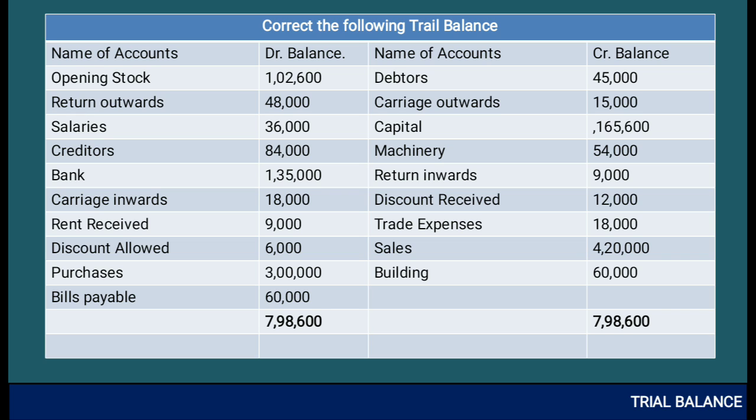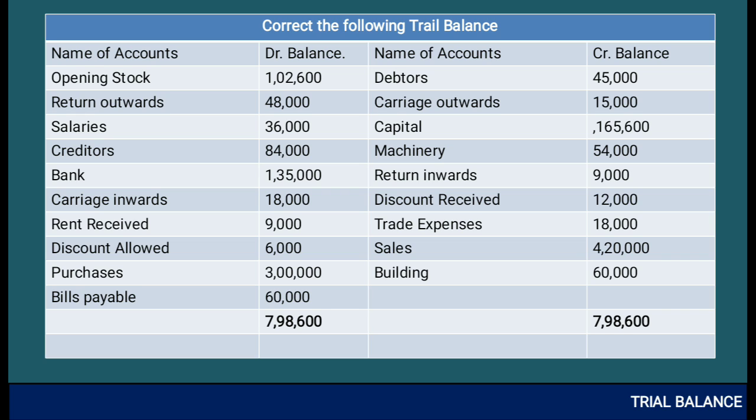Purchases, okay. Bills payable, that is also a kind of liability, so we have to record it on the credit side, so we have to highlight it. Then debtors, that is part of the debit balance, it should appear on the debit side, not on the credit side, just highlight it. Carriage outward, sir, that is also part of the debit side, highlight it. Capital 1,65,600, that is correct.